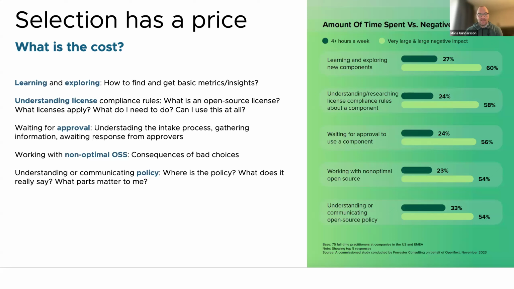The next item on the list of negative impacting stuff is waiting for approval. And this covers understanding the open source intake process, gathering information you need in order to fire off the approval process, waiting for a response or corresponding with approvers.